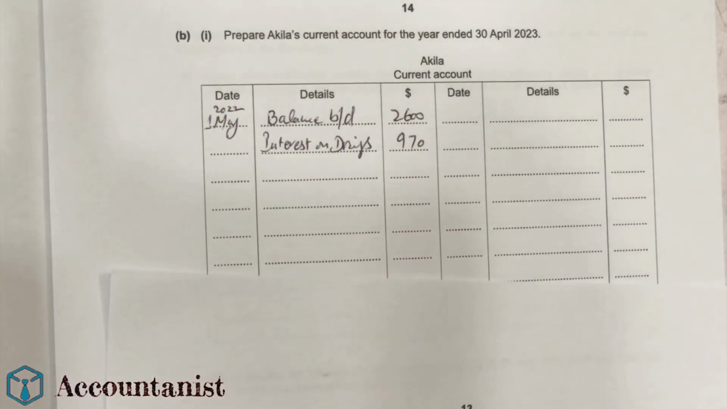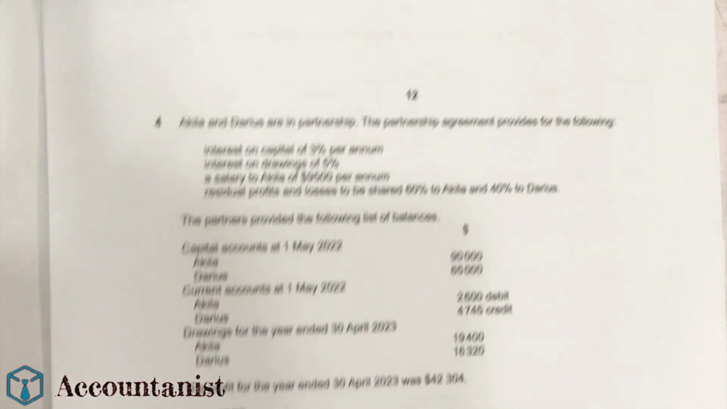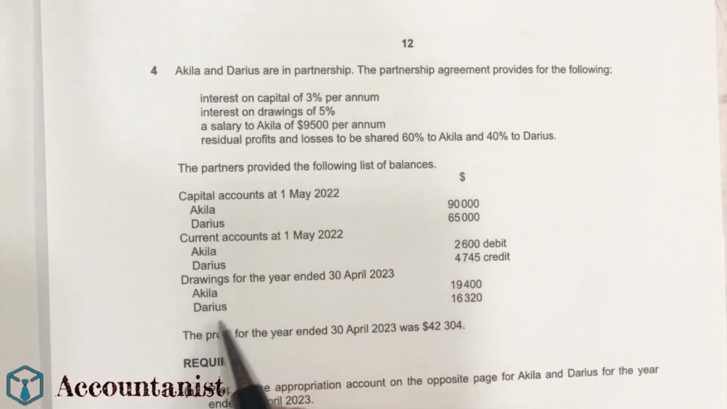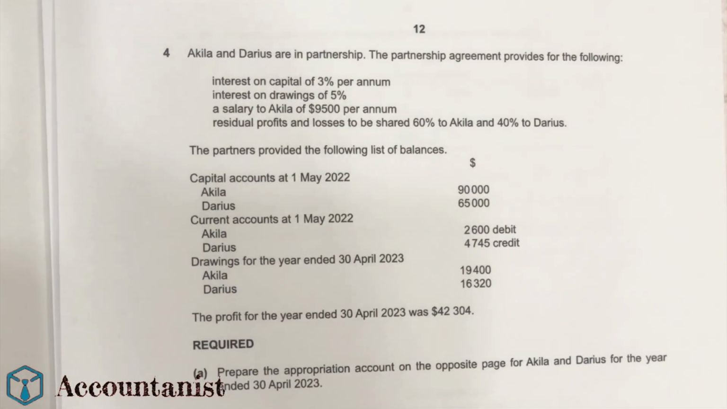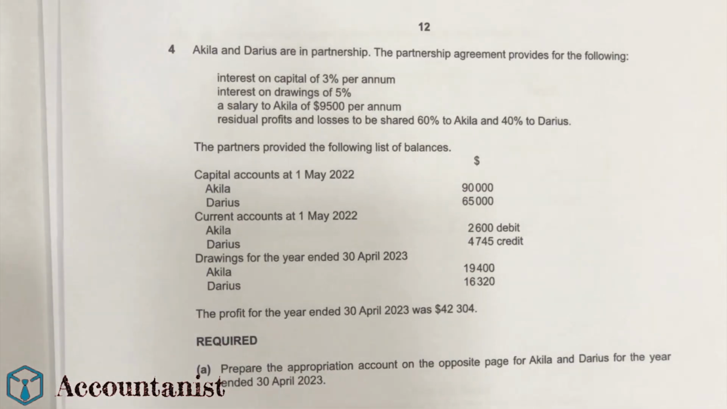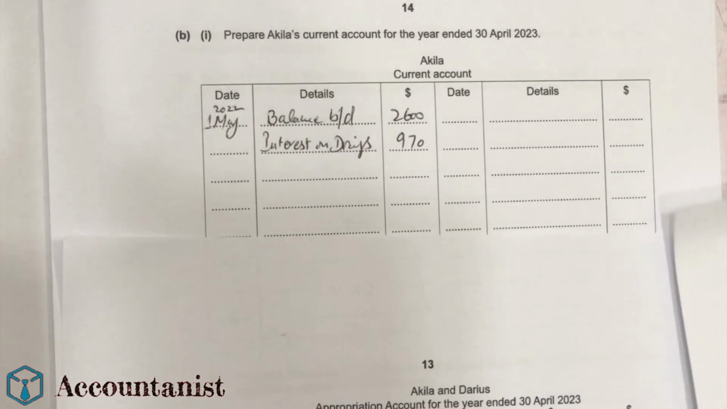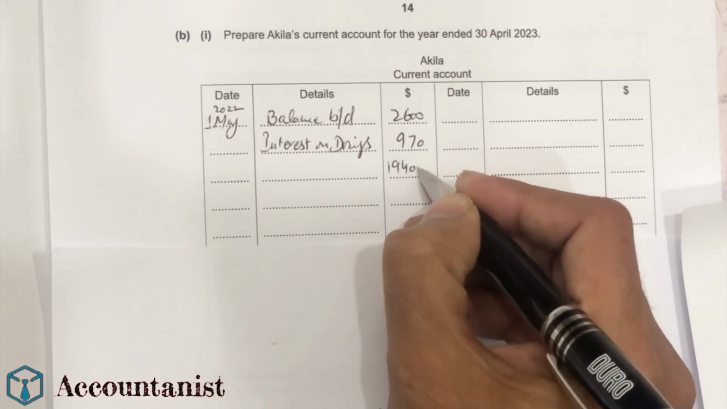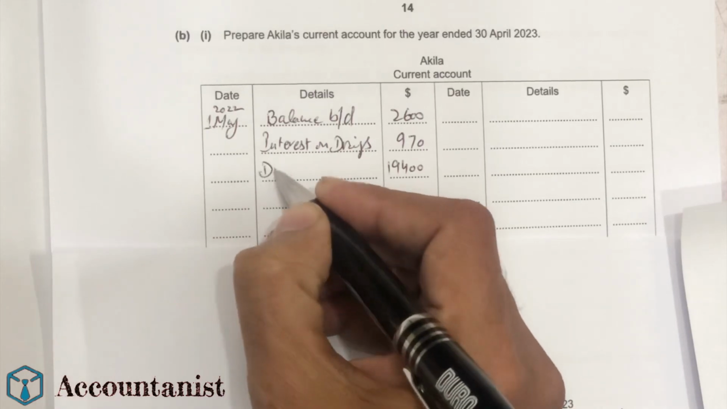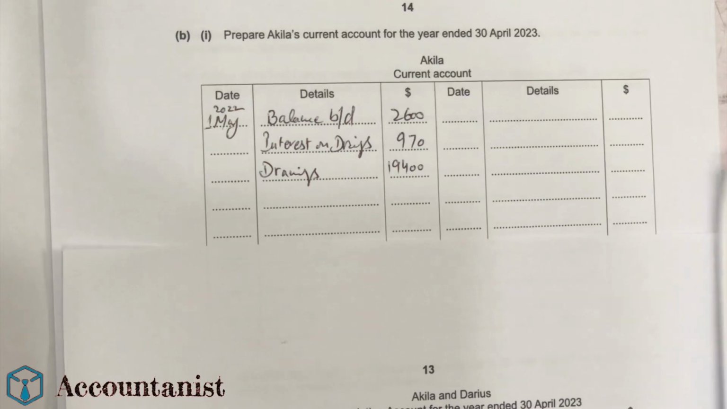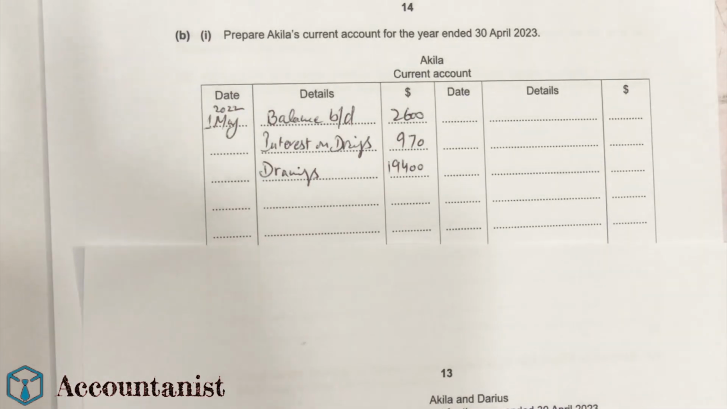As well as, we also write the full amount of drawings on the debit side. That is also the value that Mr. A took from the business. So 19,400 will come up on the debit side, the total value of drawings made by Mr. A. So that's the debit side adjustment.